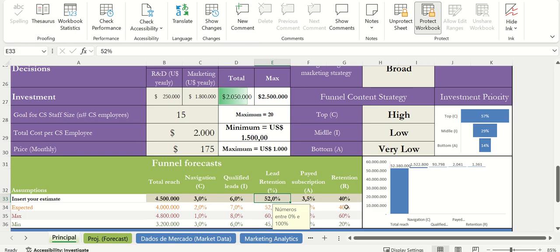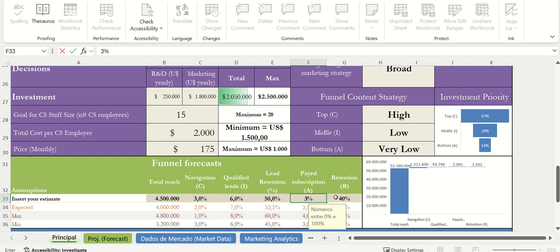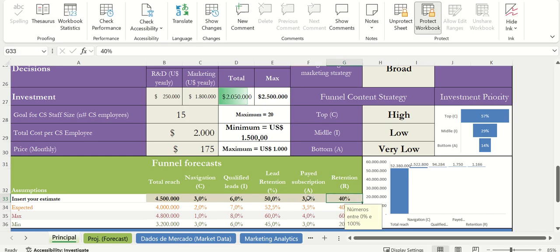This also can reflect in lead retention, but since I have a lot of customers, I expect to have a good staff, maybe I can let it, let's say, just 50%. Now, paid subscription, it's telling that's between 3 and 4. I'm 3.5, I'm investing very low, let's reduce a little bit, let's say 3.